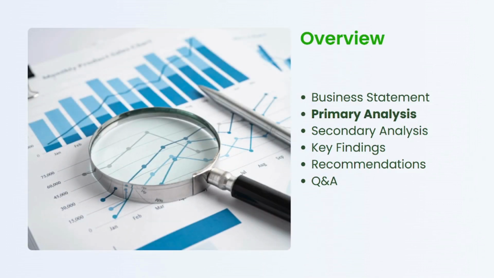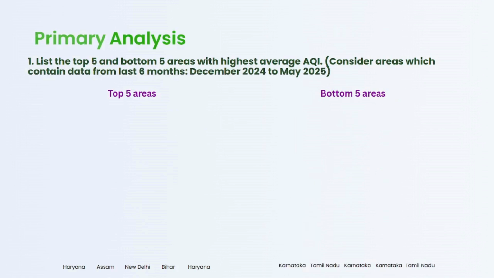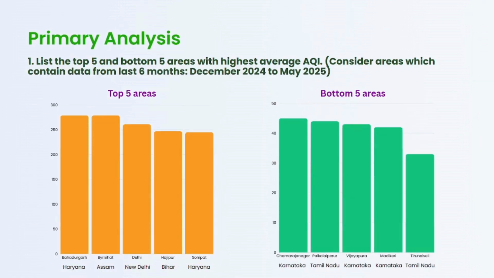Now let's move on towards the primary analysis. These are the top 5 areas having the poorest air quality in the last 6 months. 4 out of these 5 areas are in North India. But if we see the bottom 5 areas, all of them are located in South India.